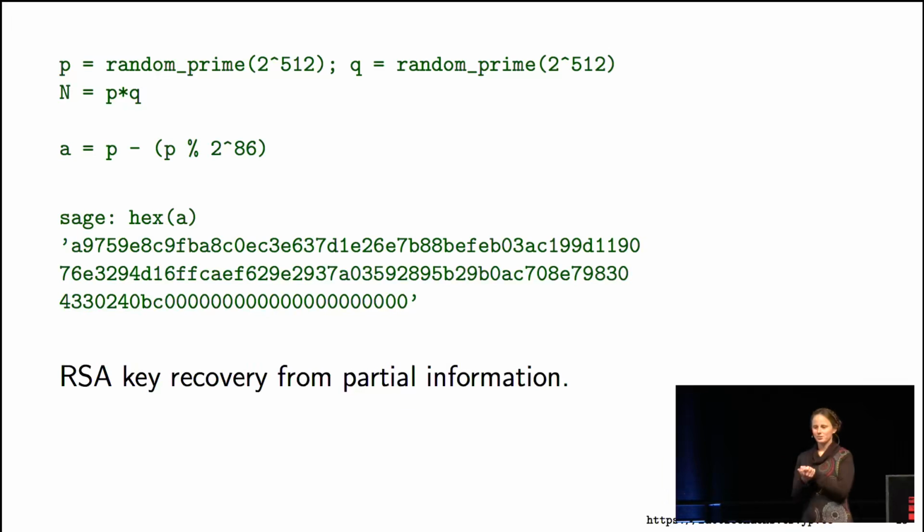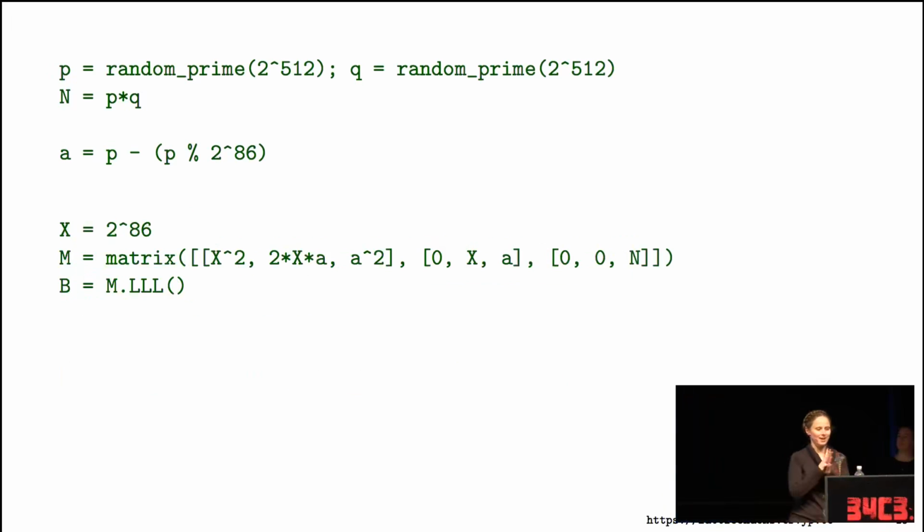So what I want to do is recover my factorization of the RSA modulus N here with only this partial information about the key, not the full key. So how do I do that? I construct a matrix. We talked about matrices and lattices being somehow connected. And my matrix contains my value A, which is the bits of P that I'm allowed to know, and N, and some other things that are also public. And then I run my magic LLL algorithm on it.